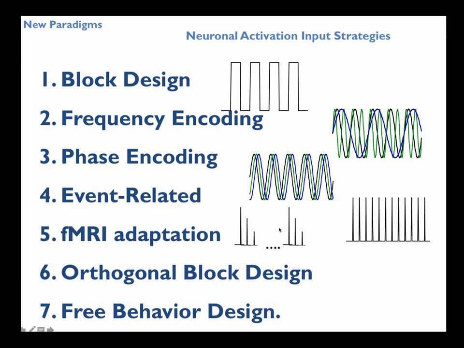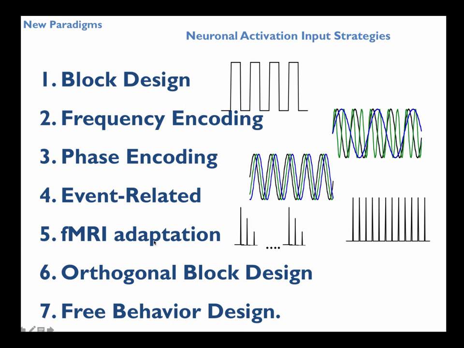So there's event-related designs that are either jittered or constant. We now use jittered event-related designs, assuming a linear system, so we can deconvolve the neural input or the hemodynamic response from the neural activity. And that's a pretty good assumption for the ranges that we do it in.